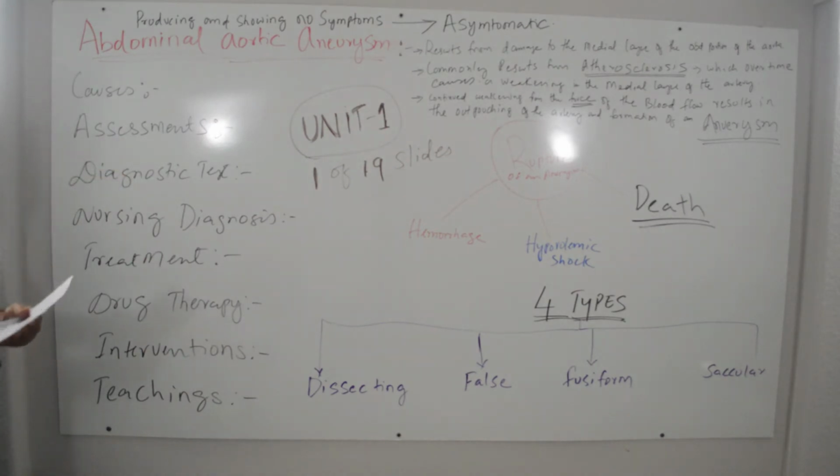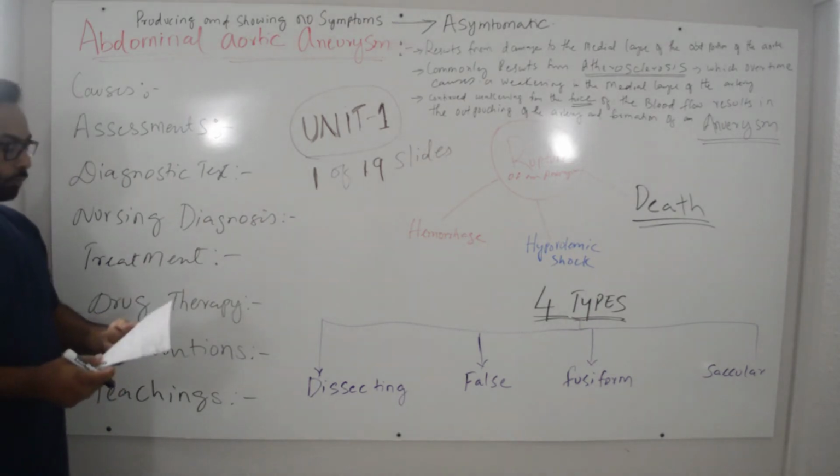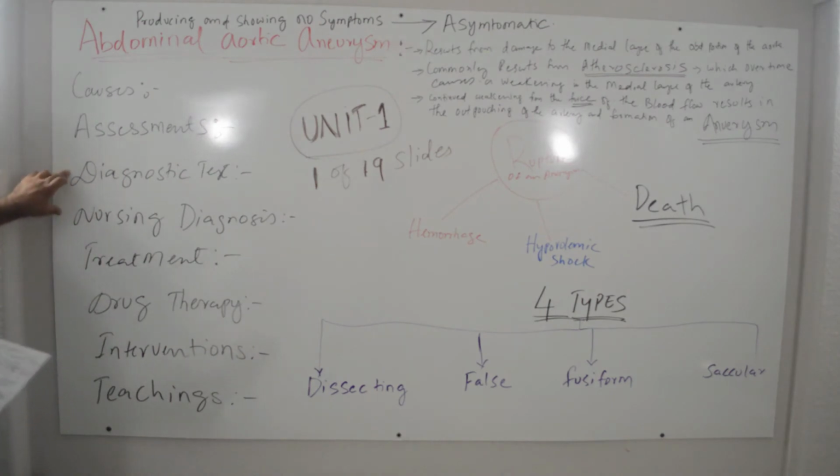Abdominal mass to the left of the midline, abdominal pulsations, abdominal mass, bruit over the site of the aneurysm, and it is commonly asymptomatic, lower abdominal and back pain, diminished femoral pulses, systolic BP lower in the legs than arms. Okay? What are some of the diagnostic tests for abdominal aneurysm?